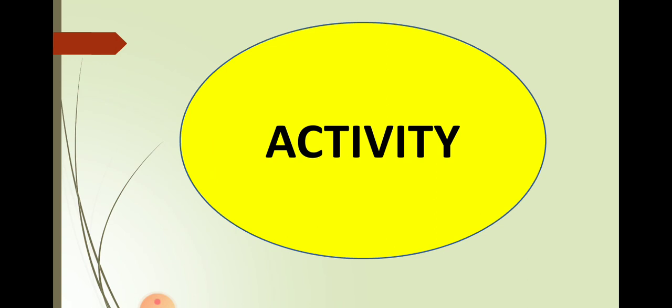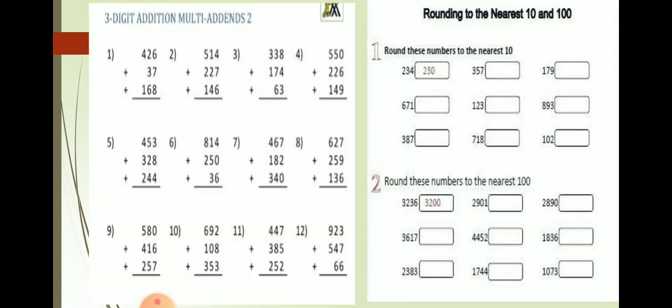So students, here is your activity which you have to do in your rough copy. Here are two activities. One is addition and the second is rounding to the nearest 10 and 100.